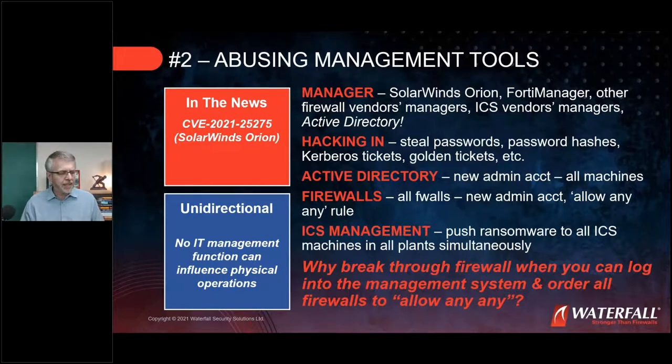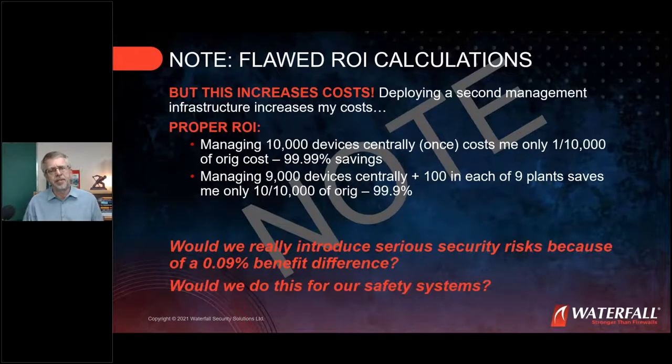And I wanted to take a minute to digress and talk about return on investment. When I tell people they should really be using a separate management infrastructure for their industrial wide area network versus their enterprise wide area network, a lot of them look at me and say, yeah, but I can't do that. That would double the cost of my management system. How can this possibly be justified? Well, let's look at the ROI calculation. Let's do it right. The right way to do the calculation is not to say, hey, my cost doubled, any questions? That's not the right way to do the calculation.